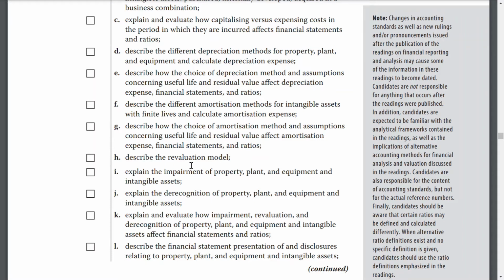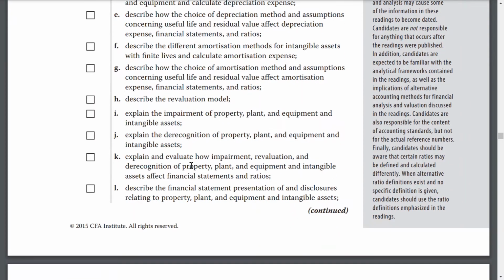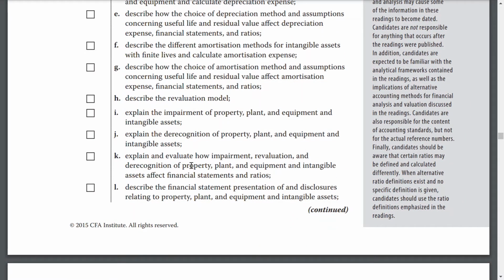Describe the different amortization methods for intangible assets with finite lives and calculate amortization expense. Describe how the choice of amortization method and assumptions concerning useful life and residual value affect amortization expense, financial statements, and ratios. Describe the revaluation model. Explain the impairment of property, plant, and equipment and intangible assets.